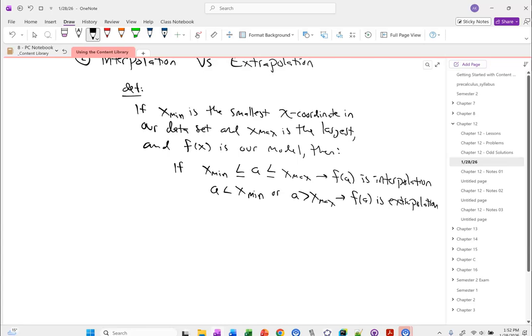And f of x is our model that we have. If a is in between the smallest x and the biggest x, and we plug that a into f, we're making an interpolation. The prediction that we're making is an interpolation because it's inside the range of x values in our data set. If that value is smaller than the smallest x or bigger than the biggest x, and we plug that into f and use it to make a prediction, that's extrapolation. Okay?